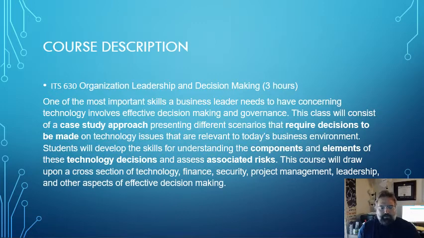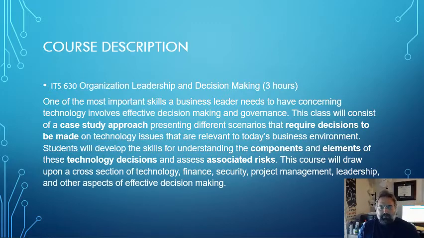And then it's about understanding the components and the elements of these technology decisions, and the associated risk, because risk is going to be evident in every part of a business. It's a matter of how much risk is acceptable and what you can do to mitigate that risk. So we're going to definitely be looking at that from a decision-making perspective. Sometimes organizations get hung up on the risk associated with a decision, not looking at the risk associated with not making a decision, which can be substantial sometimes.